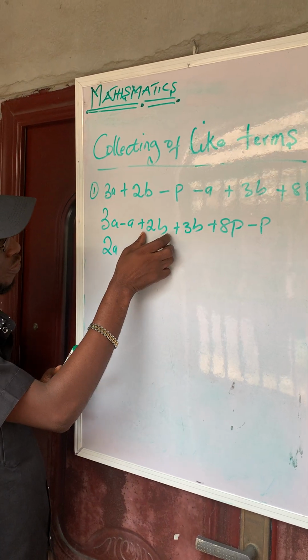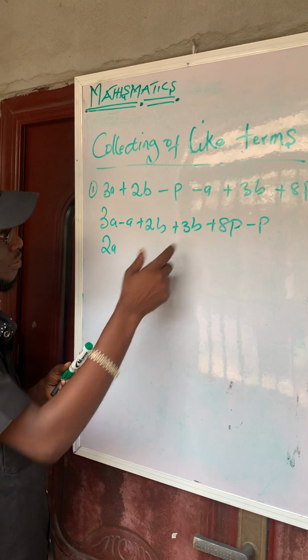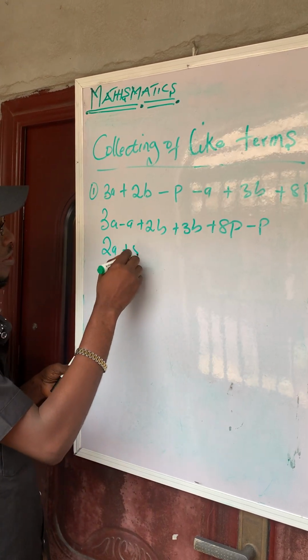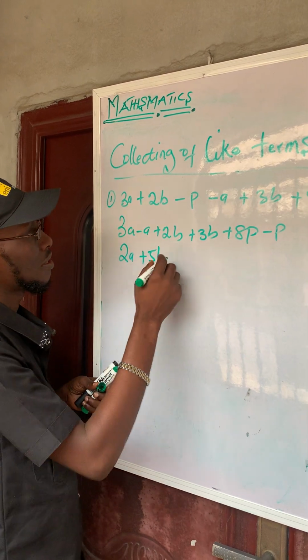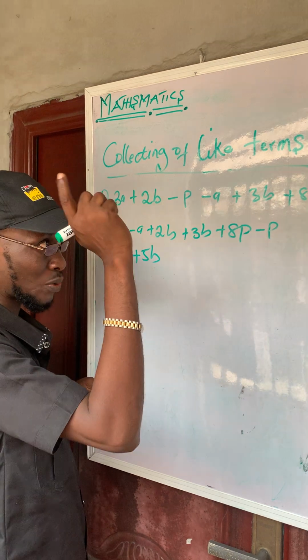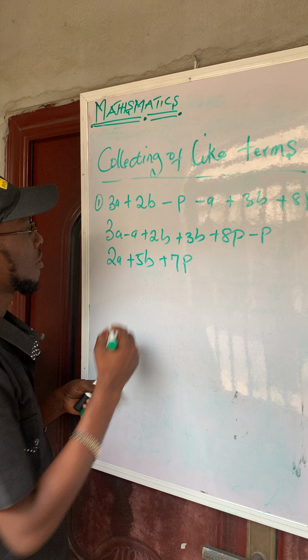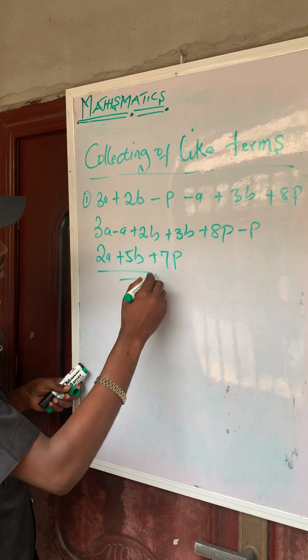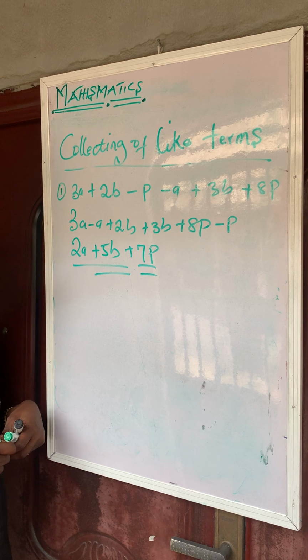Now let's go to b. We have plus 2b and another plus 3b. So 2b plus 3b is what? 5 of it. So this is 5b, just like 2 plus 3 is 5. Then you just write the b. Then we have 8p and minus p. From 8p, if you remove just 1p, what will remain is what? 7p. So this is the final answer. What we have is 2a plus 5b plus 7p.